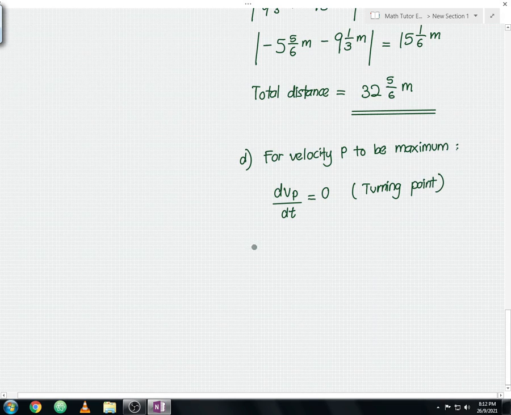Okay, so from here you differentiate the velocity of particle P. So from here you get 5 minus 4t equals to 0. So from here 4t is equals to 5. Okay, so from here you calculate the t, you should get t equals to 5 over 4 second. Let me underline this.